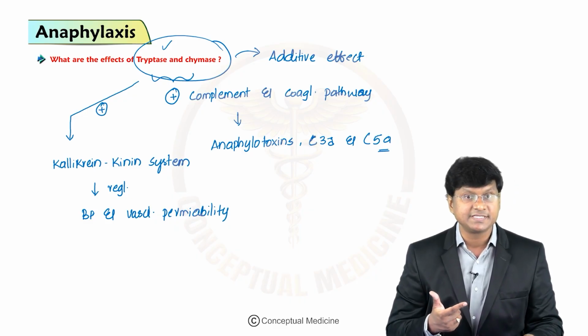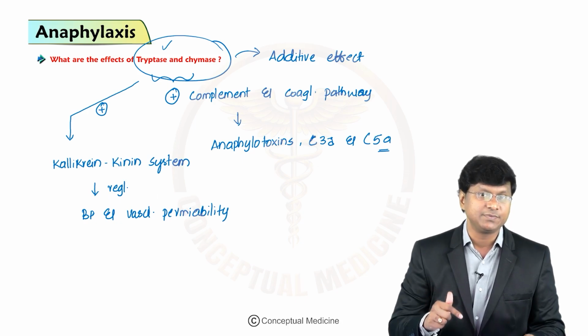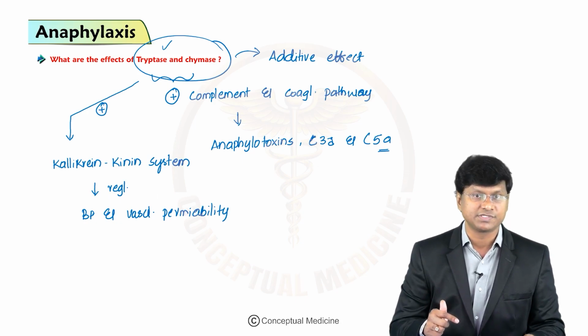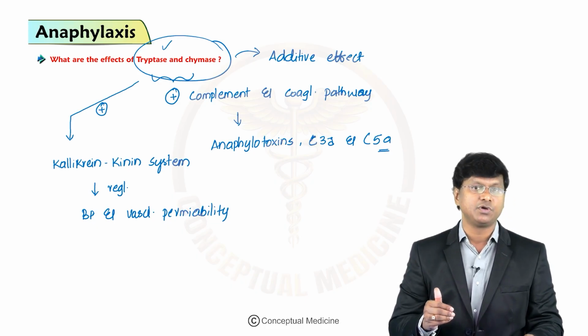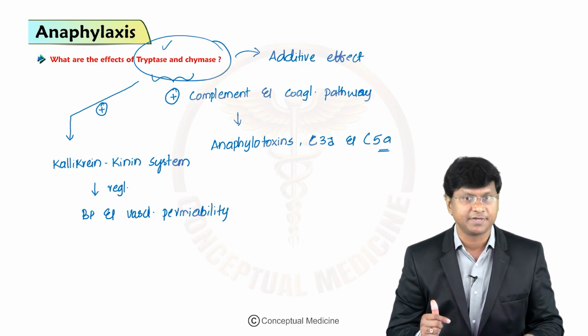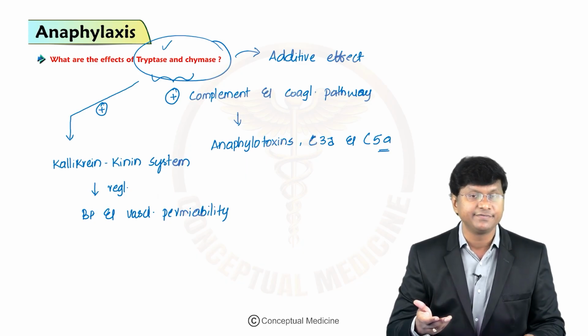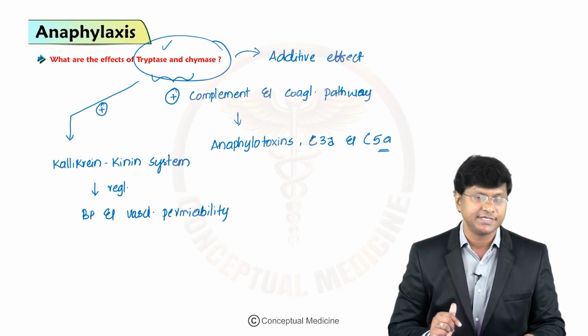And tryptase as well as chymase activate the complement and coagulation pathways, which result in the release of anaphylatoxins C3a and C5a. And there is also activation of the kallikrein-kinin system, which regulates the blood pressure and vascular permeability. The actions of these anaphylactic mediators are likely additive or synergistic at the target tissues.